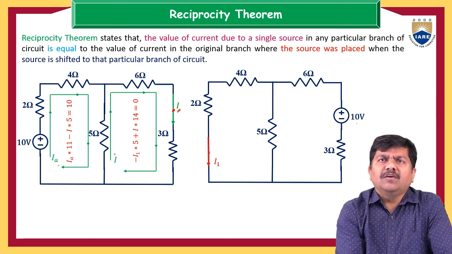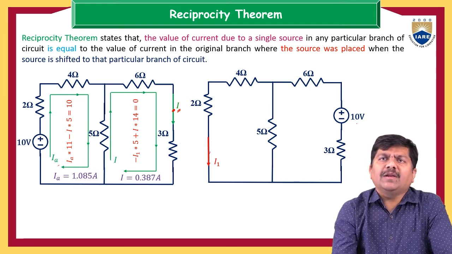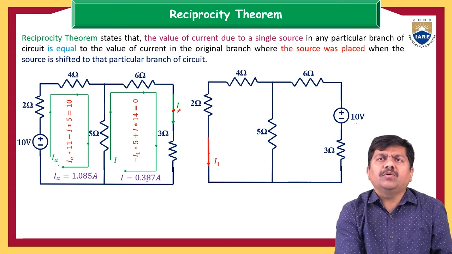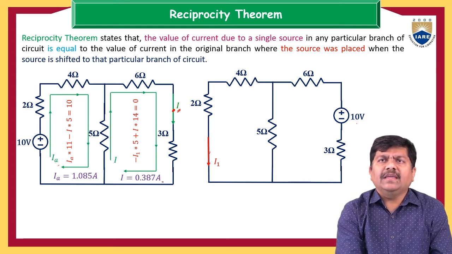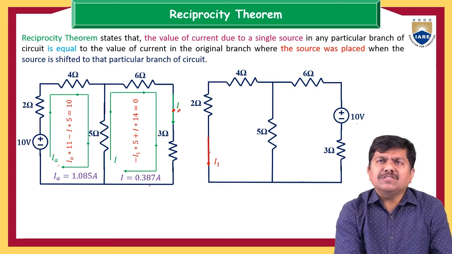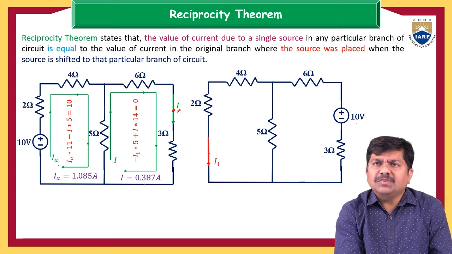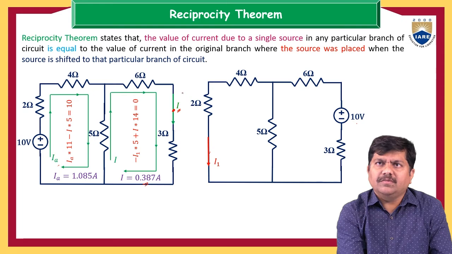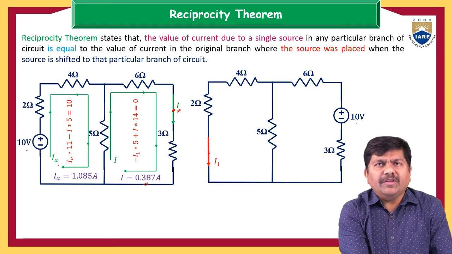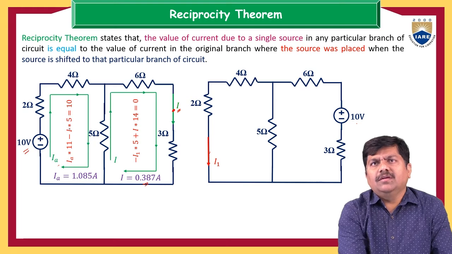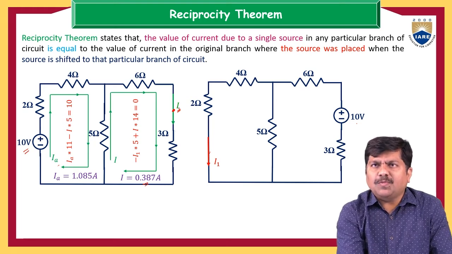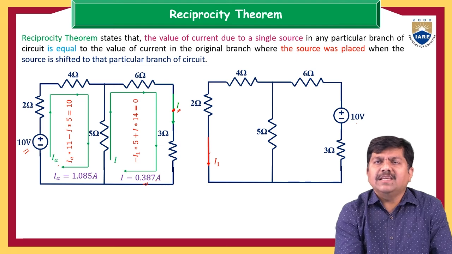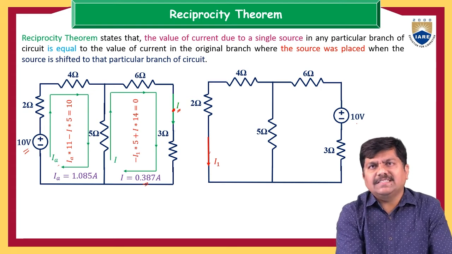Now if we simplify the voltage balance equations of mesh 1 and mesh 2, we can get the IA value and the I value. IA is equal to 1.085 amps and I is equal to 0.387 amps. So what does I equal to 0.387 amps mean? This is the response at the 3 ohm point because of this 10 volts. If this 10 volts is applied to this given circuit, then the response at this particular point is 0.387 amps. This is the description of the first circuit.